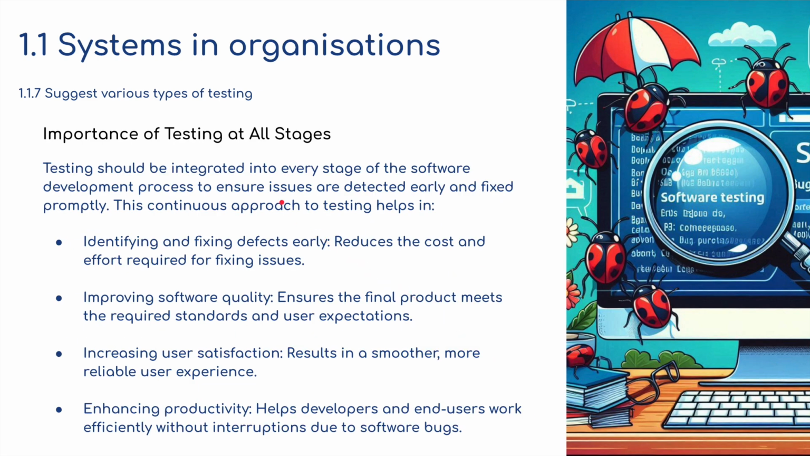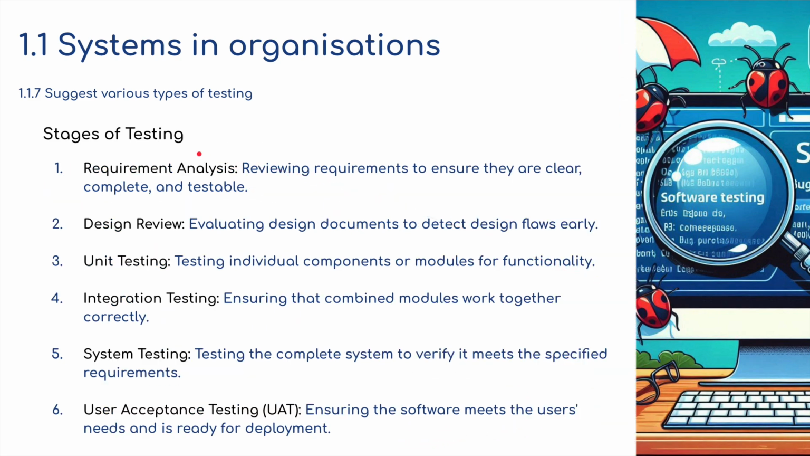The importance of testing. Testing should be integrated into every stage of the software development process to ensure issues are detected early and fixed promptly. This continuous approach to testing helps in identifying and fixing defects early, basically reduces the cost and effort required for fixing issues, improving software quality, ensures the final product meets the required standards and user expectations, increasing user satisfaction, results in a smoother, more reliable user experience, enhancing productivity, helps developers and end users work efficiently without interruptions due to software bugs. And let's have a look at the stages of testing.